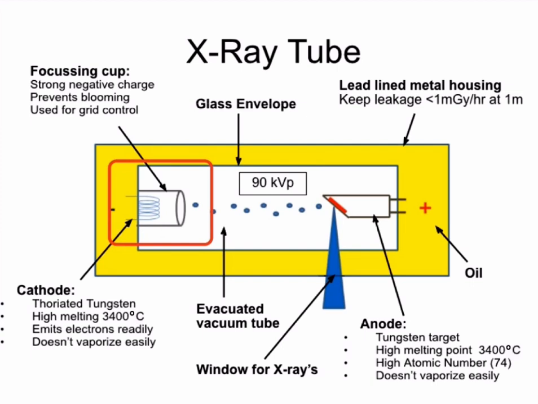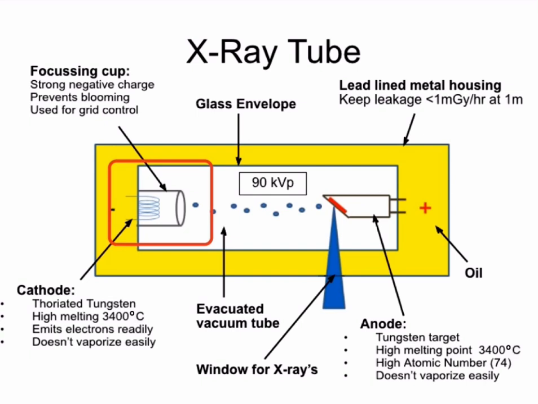Around the cathode is a focusing cup. The electrons emitted from the cathode have a tendency to repel each other and spread apart, which is a process known as blooming. This increases the area of the tungsten target they strike, which results in more geometric unsharpness. The cathode is therefore surrounded by a cup which is also negatively charged to in essence repel the electrons back together and stop them spreading apart.